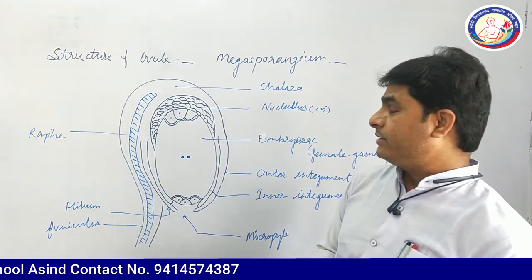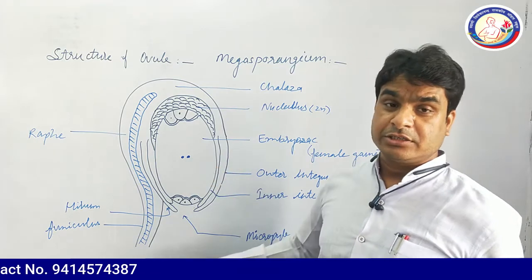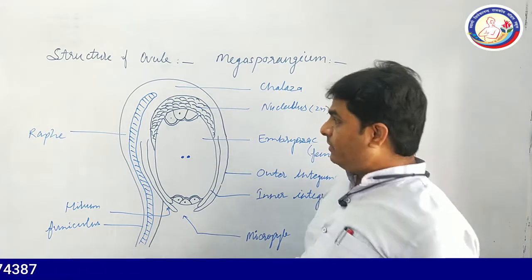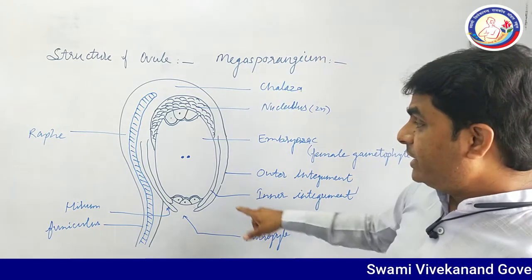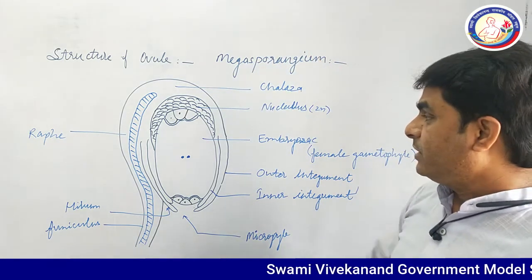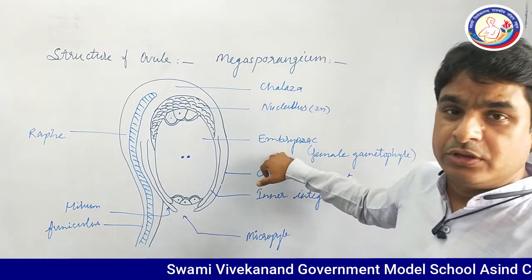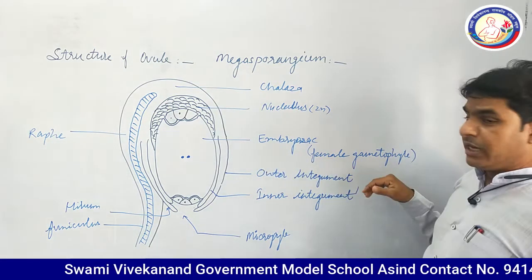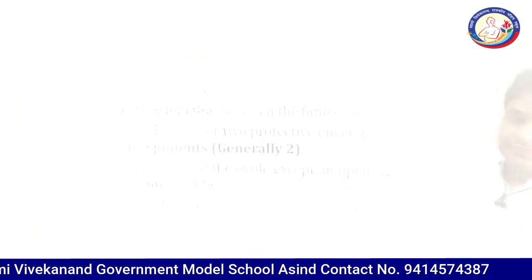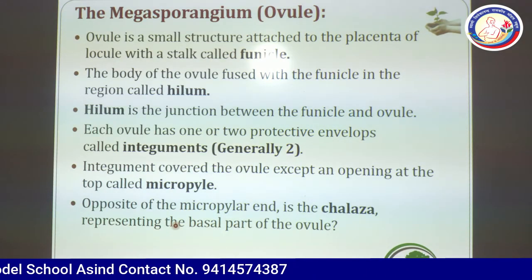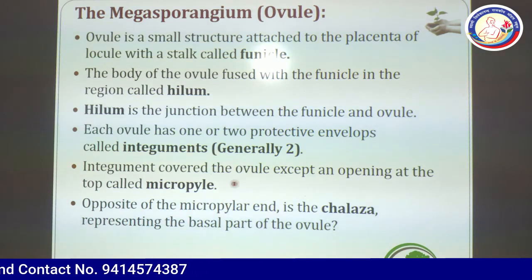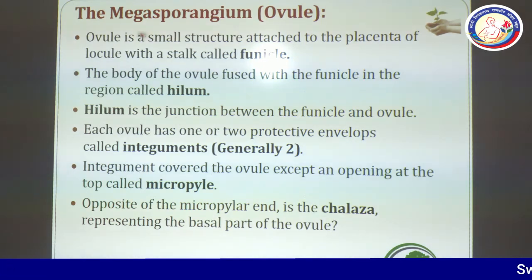So dear students, this is the structure of a typical ovule, and it is also known as megasporangium. And its most important part is the embryo sac, which is also known as the female gametophyte. So students, here is a brief description of the ovule, which is also known as megasporangium.